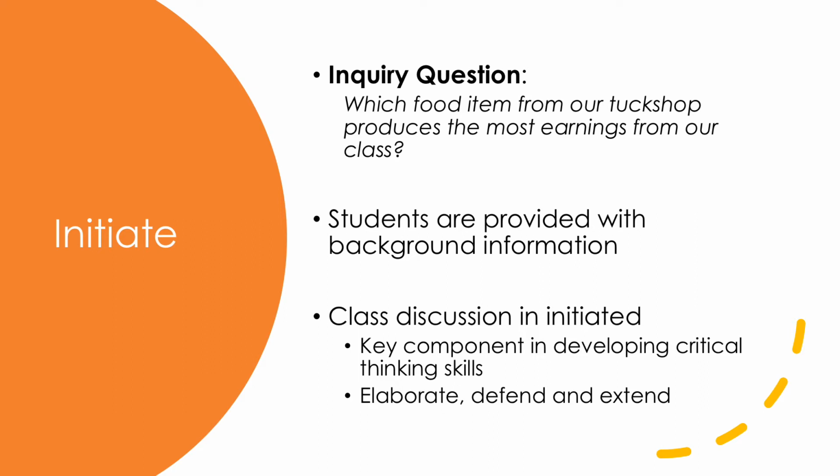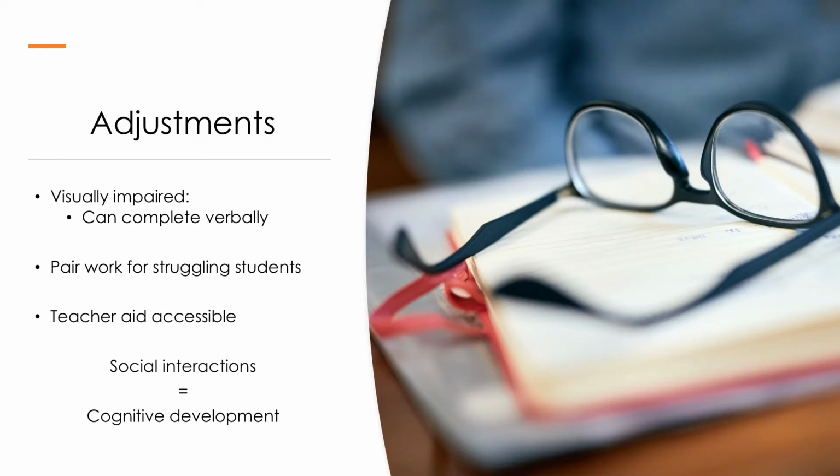A class discussion is then initiated in order for students to determine the process they will have to take to solve the problem. Class discussions are essential in determining students' prior knowledge, their understanding, and are a key component for developing critical thinking skills. They also allow students the opportunity to elaborate, defend, and extend on their positions, views, and beliefs. It is essential in a modern classroom that adjustments can be made in order to accommodate for all students' learning needs. For students who have visual impairments, this activity can be completed verbally.